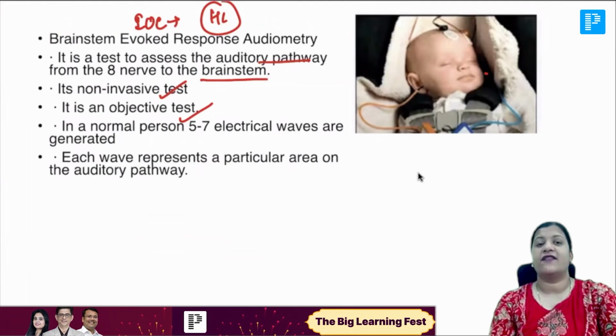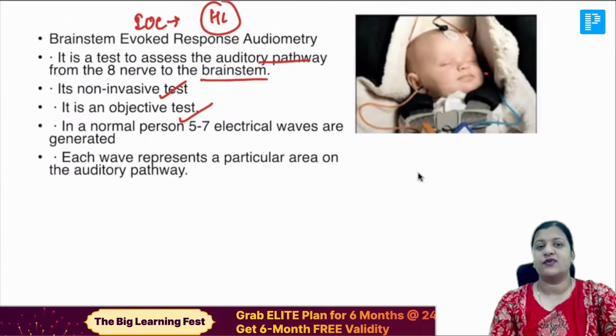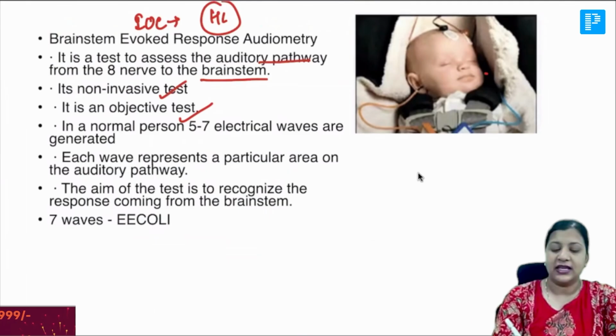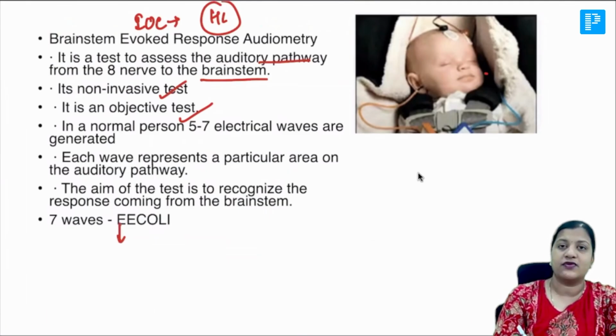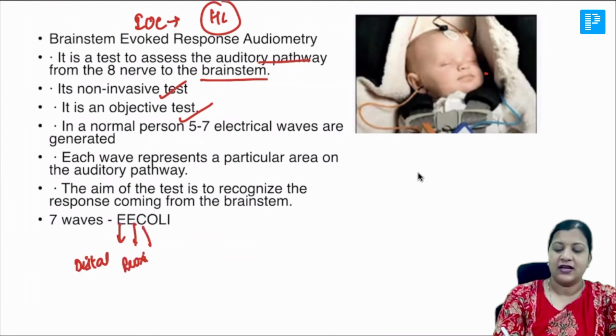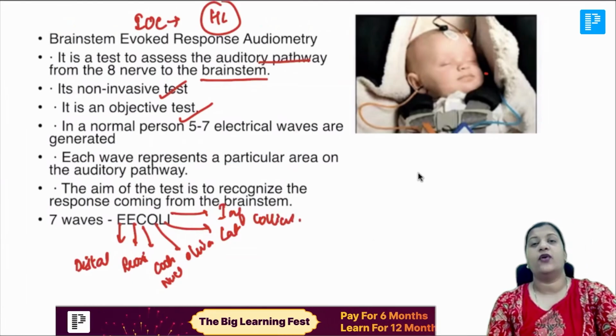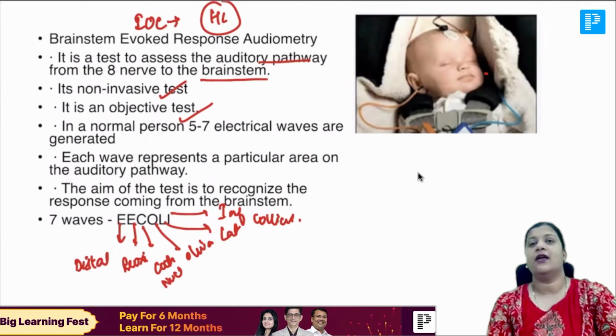So here we get 5 to 7 waves, ideally 7 waves, which can be remembered with the mnemonic E COLI, right? What is E COLI? The first E comes from the distal part of the eighth nerve. The second E comes from the proximal part of the eighth nerve. C is for cochlear nucleus. O is for superior olivary complex. L is for lateral lemniscus and I is for inferior colliculus. Okay, so this is the way you identify 7 waves in BERA.